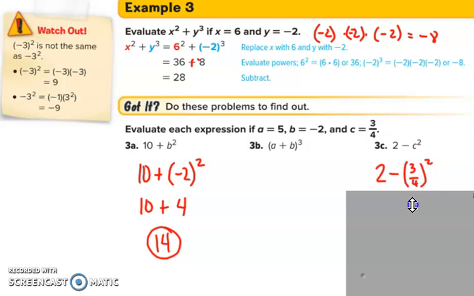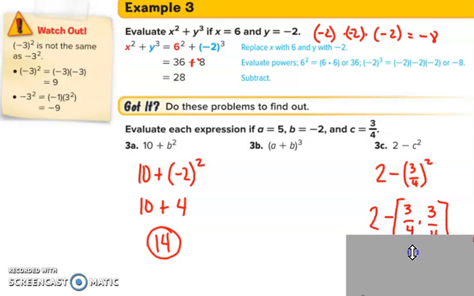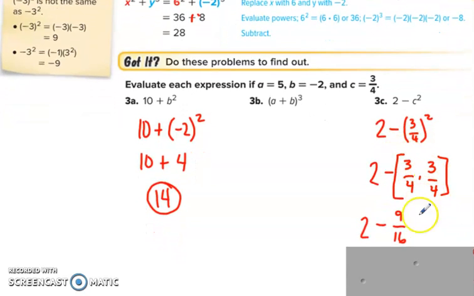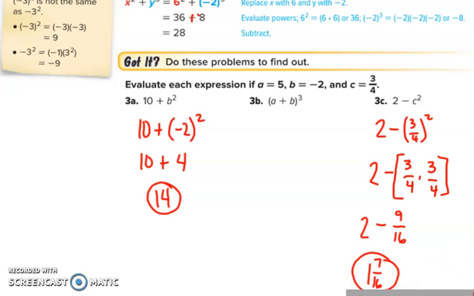Okay, so here's how it's set up. So it's 2 minus c squared, where c is 3/4, and we have to square that. So this portion only will be the only portion that is squared. Okay, and so I'm showing my thinking there. 3/4 times 3/4, right, because it's squared. And then you've got 2 minus 9/16, and then just go ahead and subtract it. So it's 1 and 7/16.